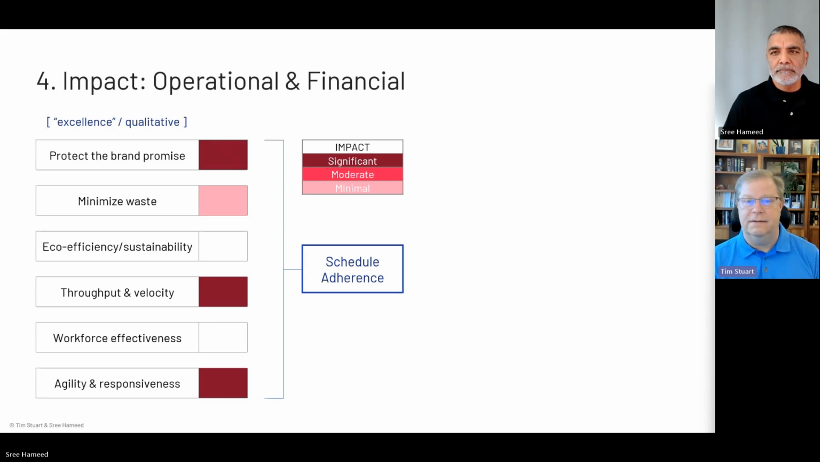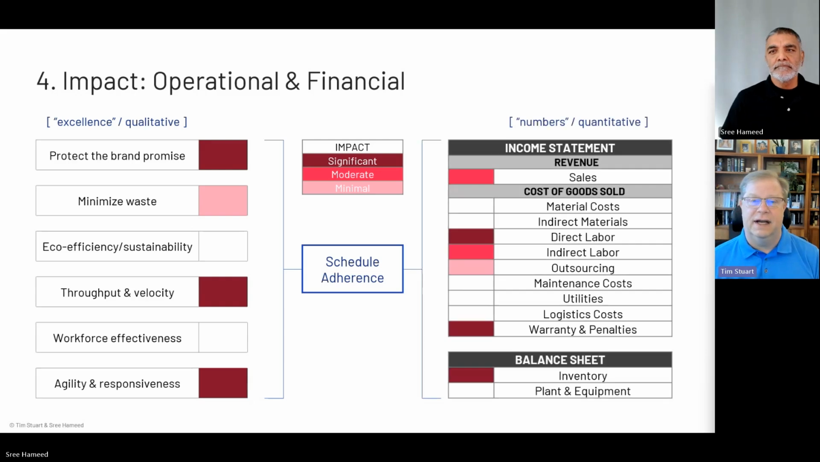Throughput and velocity certainly are impacted if we're not shipping items out the door on time. And agility and responsiveness is very tightly aligned with this concept of schedule adherence. If you have that ability to adapt and respond to changes in the demand signal, then you have a much better ability to respond to those changes. You have a better schedule adherence as a result.